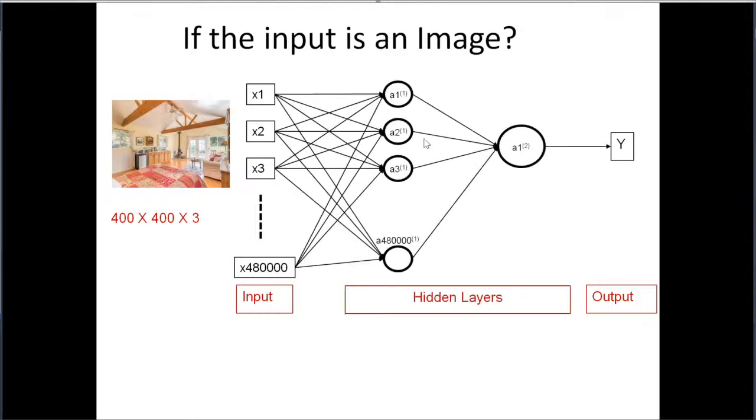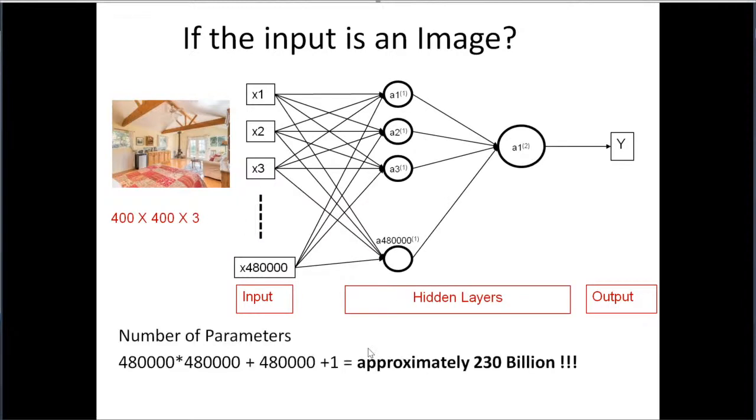Suppose I'm using one hidden layer of the same size, then you can assume how many parameters you have to learn: billions of parameters, and you have to store these values also. So you can understand the complexity of the model for a single image. If I'm using 100 images of the same type, and you have 10 different classes, then you can see what kind of disaster it can lead to.